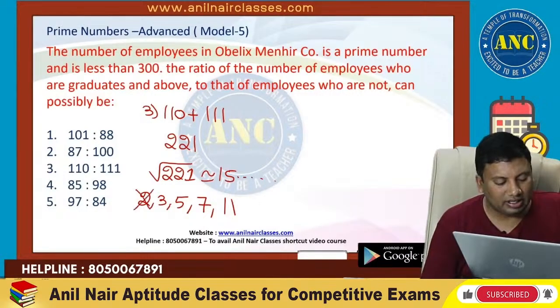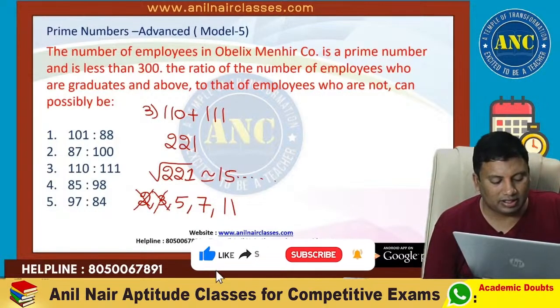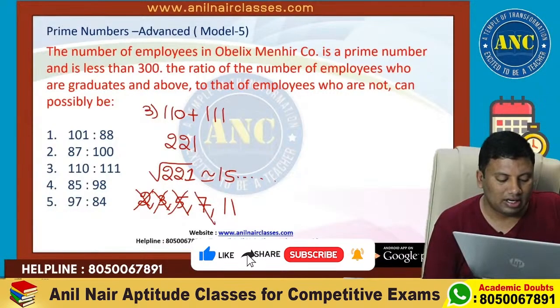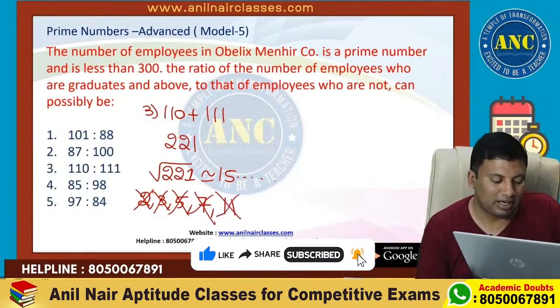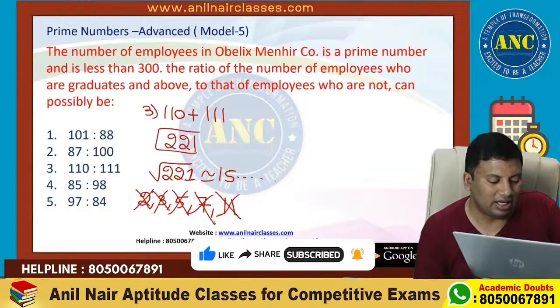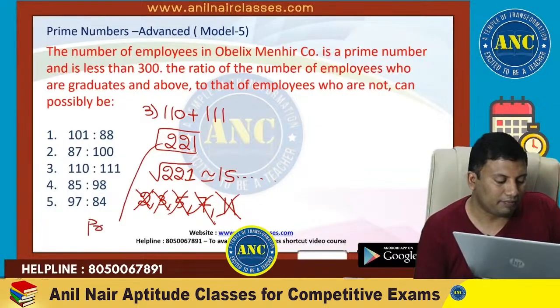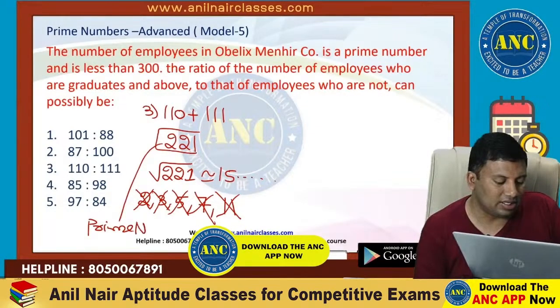Is 221 divisible by 2? No. Divisible by 3? No. Divisible by 5? No. Divisible by 7? No. Divisible by 11? No. That means 221 is a prime number.